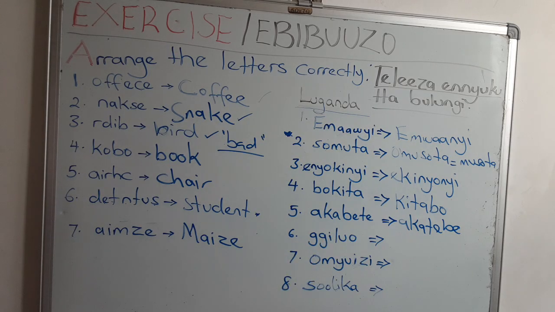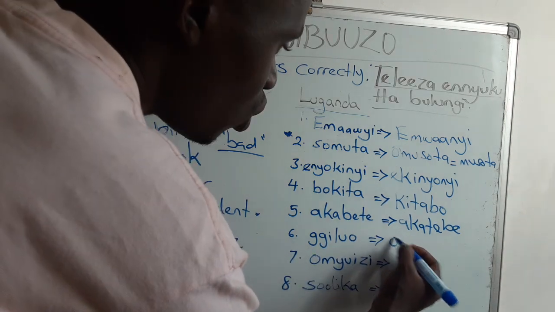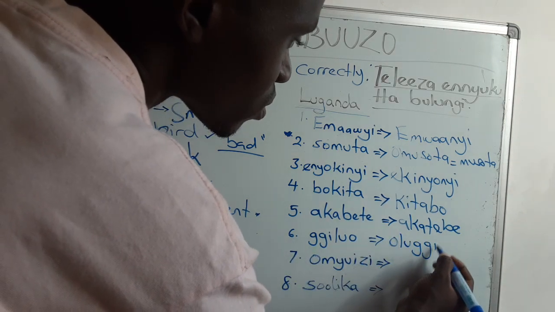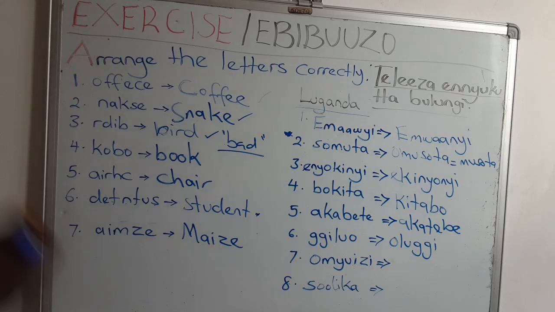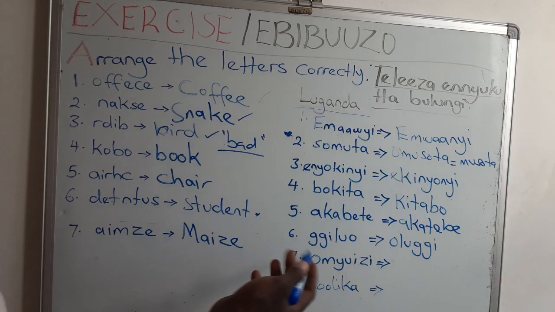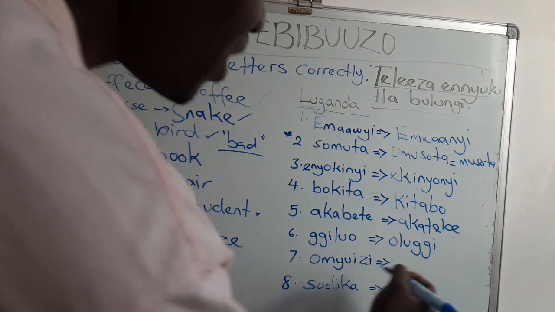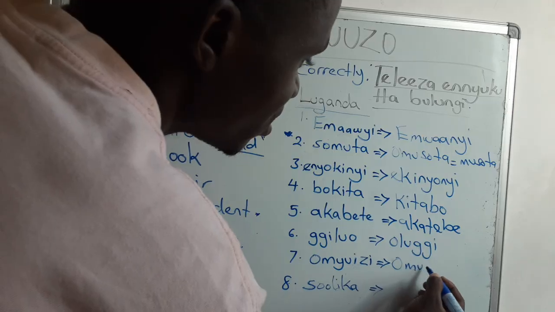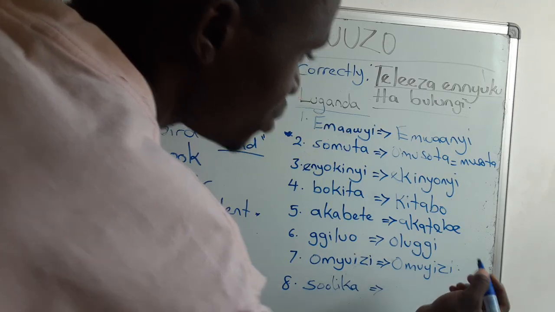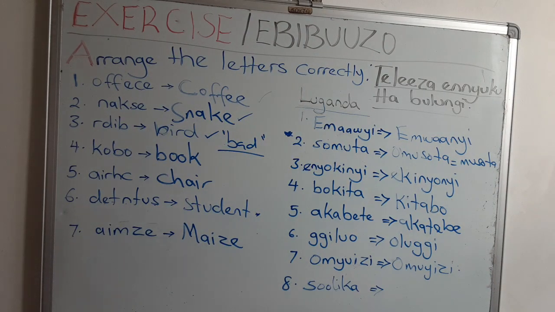Number 6. Hope you passed this one. It's very common. Oruji. Door. So door in Luganda we call it oruji. Are we together? Number 7. Excellent. Omuyizi. Student. Omuyizi.